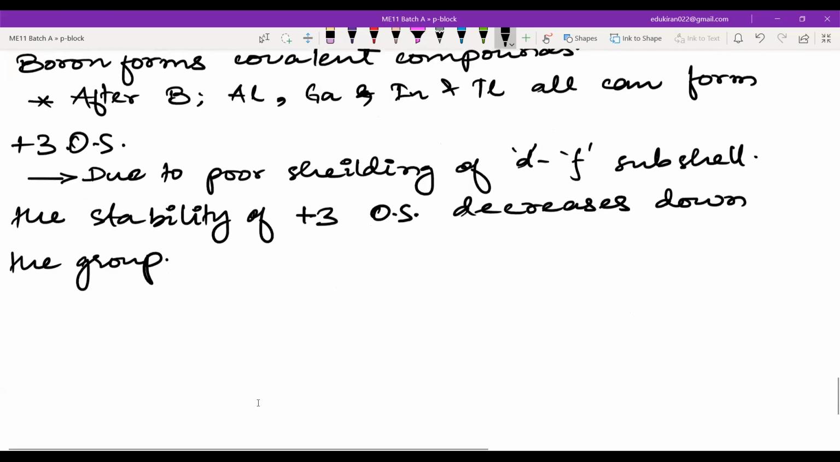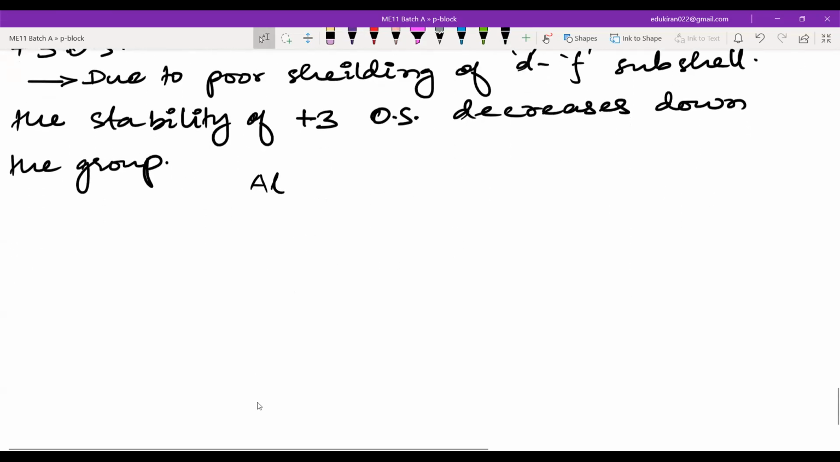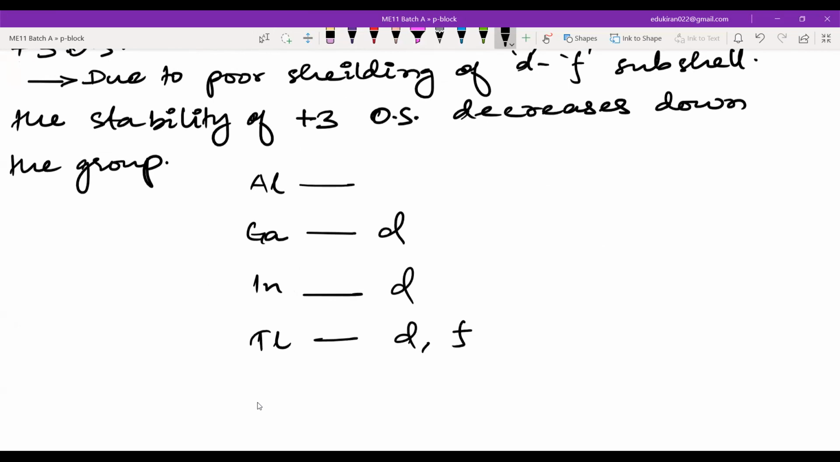That means if I have aluminium, gallium, indium, and thallium: aluminium does not have any d. Gallium has a d subshell. Indium also has a d subshell, and thallium has d subshell and also f subshell. For aluminium, it will be a bit difficult. For gallium, it will be more difficult because the d subshell is poor shielding. Indium also has poor shielding. Thallium has both d and f subshells, which means it will have very poor shielding, and we cannot remove electrons from thallium.